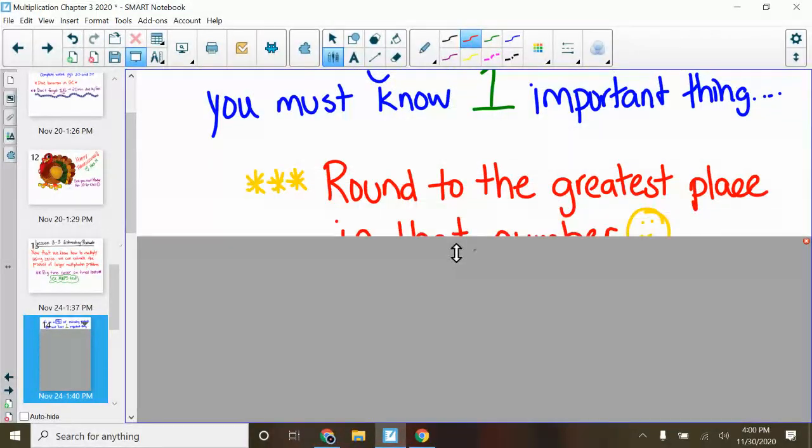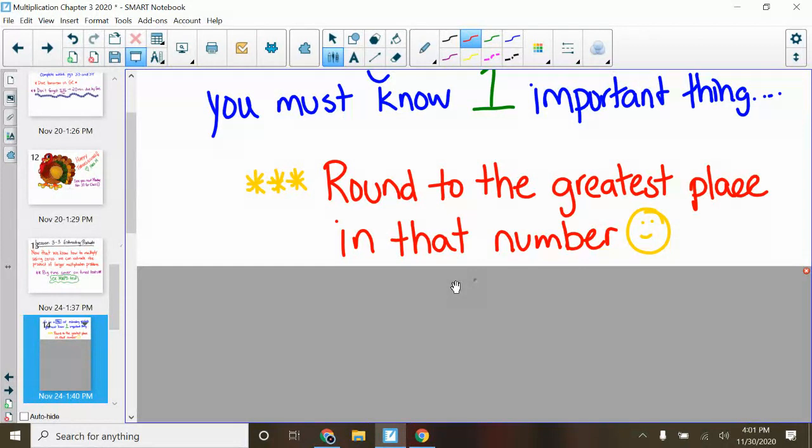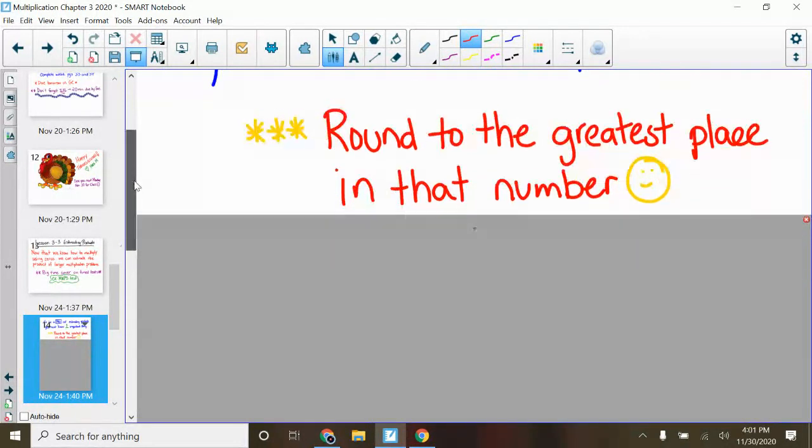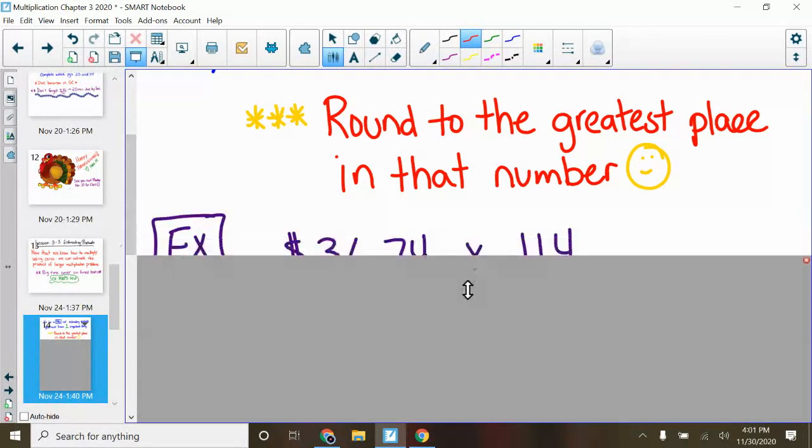And that one important thing is that you're going to round each of the numbers to the greatest place in that number. So again, these are important notes for you to have down in your notebook. So if you need to ever pause this video, because we're not meeting live today, pause this video and get this information down, now's the time to do it, because here in a second, we're going to look at an example of what I mean with rounding to the greatest place in that number.